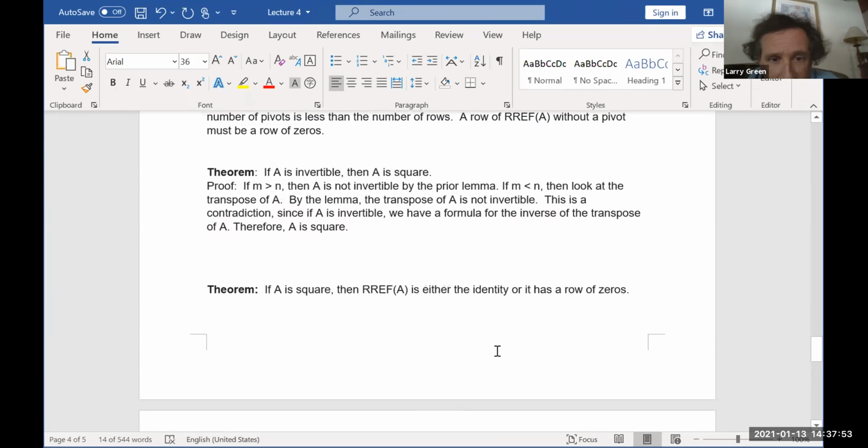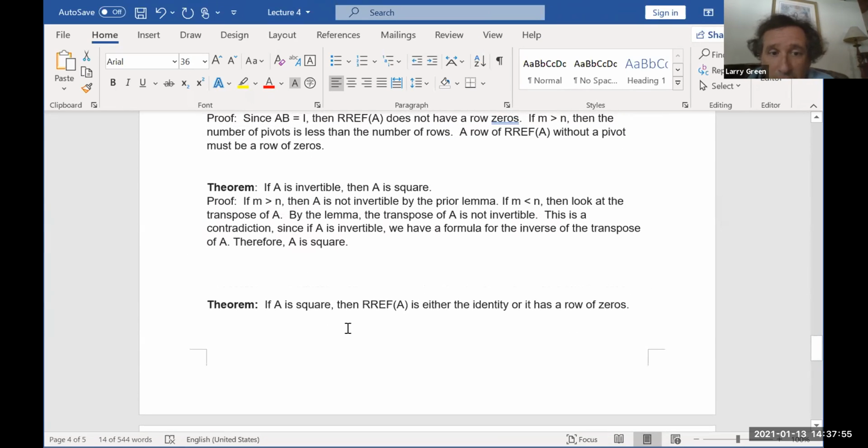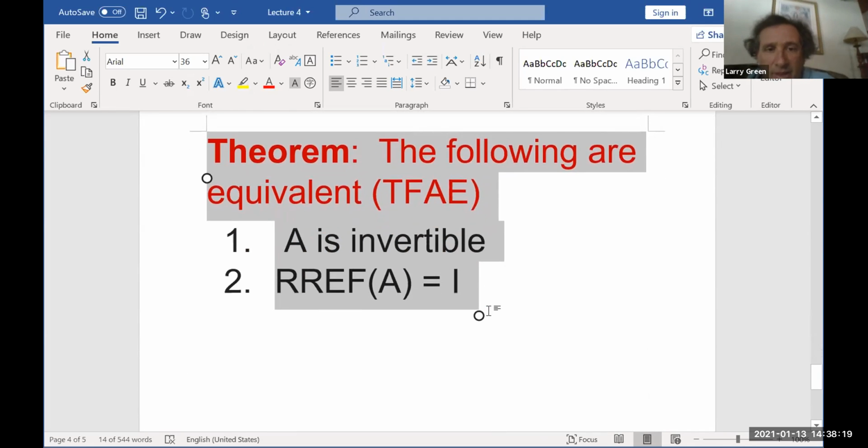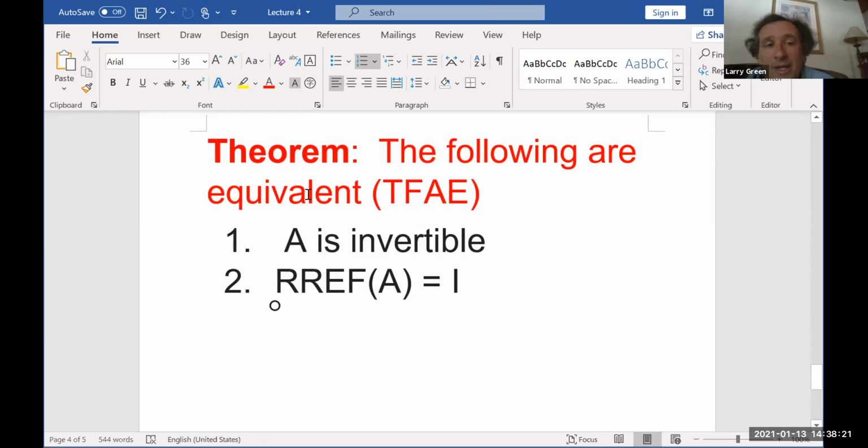Did I prove it? Let's see. Yeah. So if A is square, RREF of A is either the identity or it has rows of 0, right? But if it has a row of zeros, then it's not invertible. So that gives it to you. Do you see that? So that means it must be the identity. So this is the following or equivalent theorem. You need to get this one down. And again, we're going to be adding to it all the time. Any questions on that?